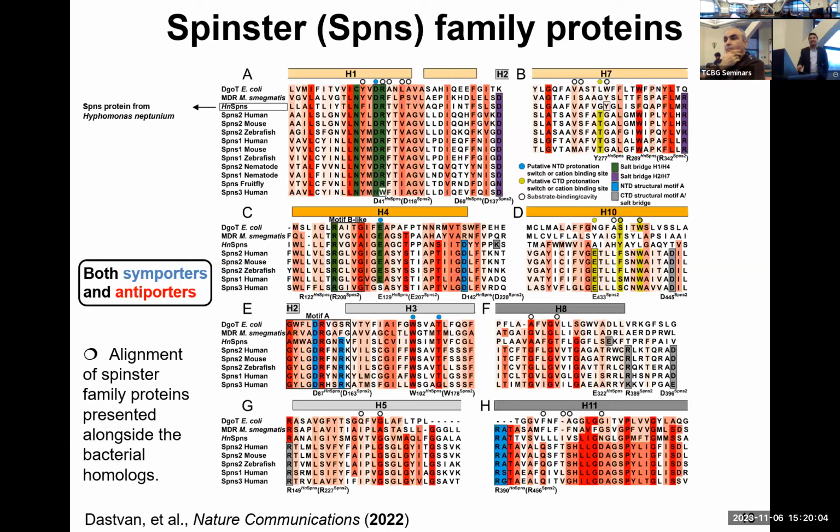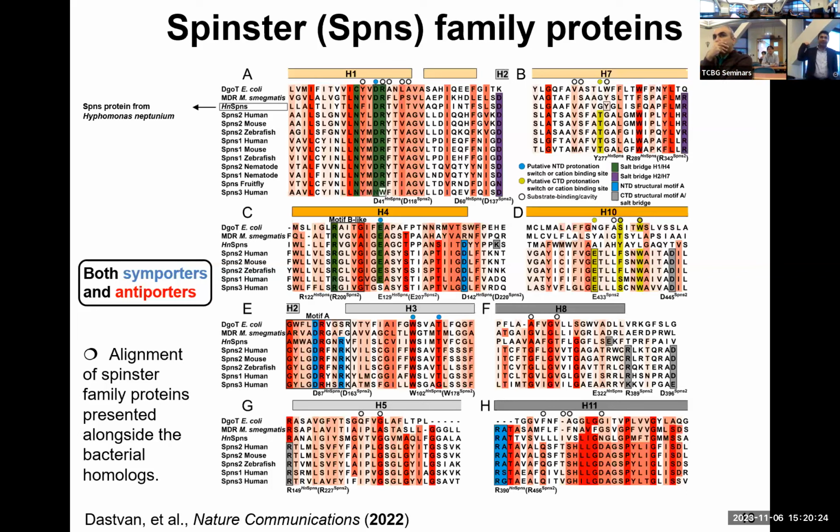I see. Is there some knowledge about that E. coli homolog, about the DGOT, or the MDR from Mycobacterium smegmatis? Do they transport lipids? No, DGOT is a degalactonate, a proton degalactonate symporter.